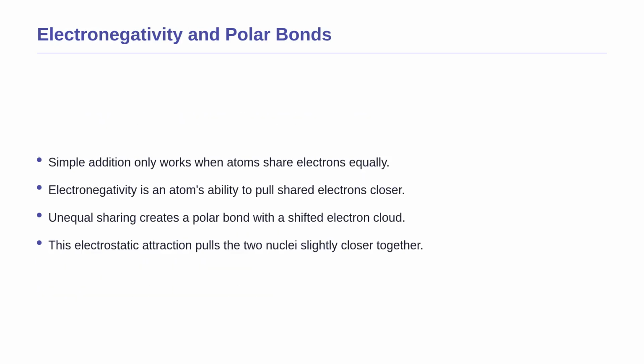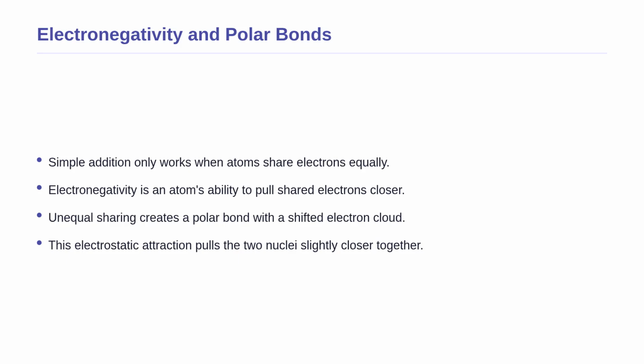That simple addition formula we just saw is great, but it only works perfectly when two atoms share their electrons equally. What happens when they do not? We must introduce electronegativity. Think of it like a greedy person pulling a shared blanket to their side of the bed. When atoms have different electronegativities, the bond becomes polar. The electron cloud is pulled closer to the greedier atom. This unequal sharing creates a strong electrostatic attraction that actually pulls the two nuclei slightly closer together than we would expect based purely on their sizes.